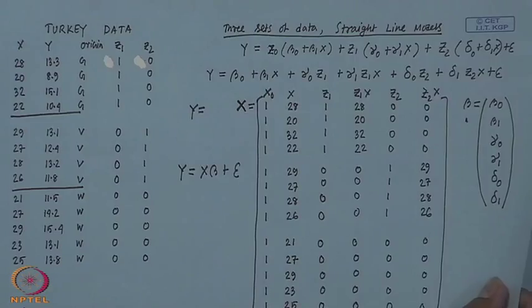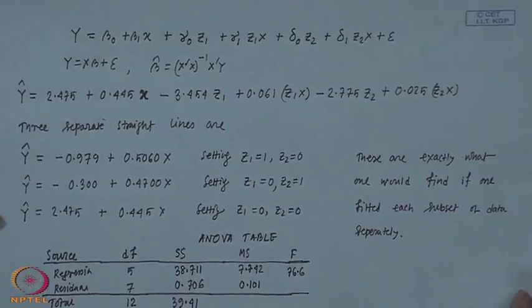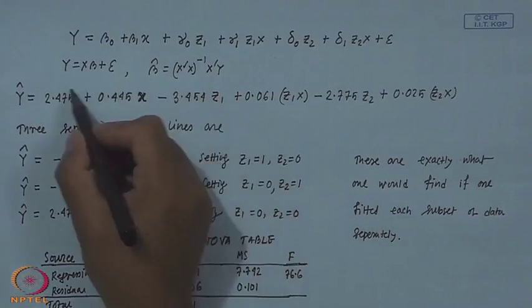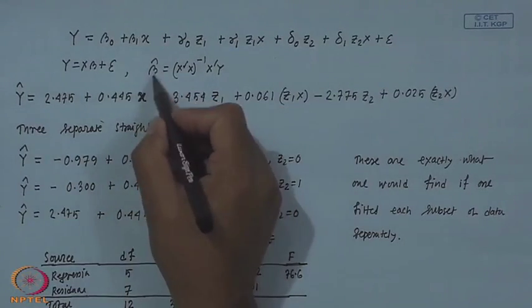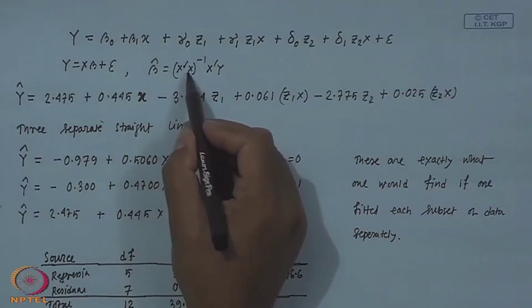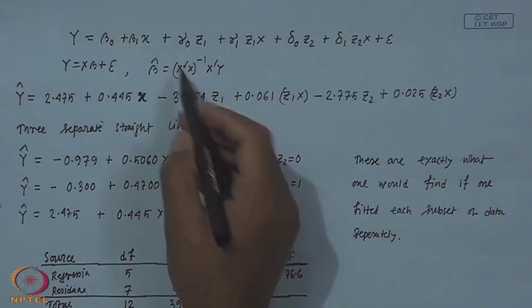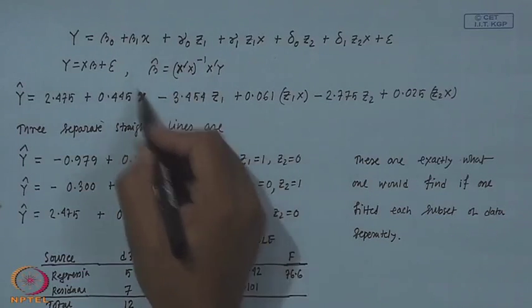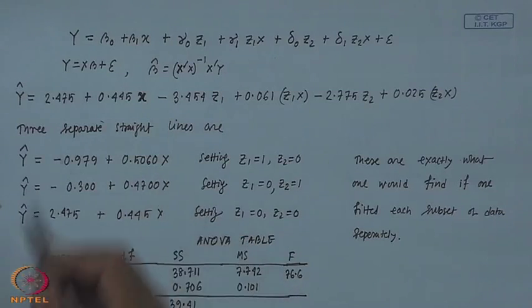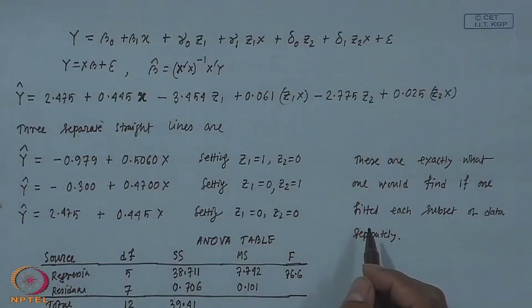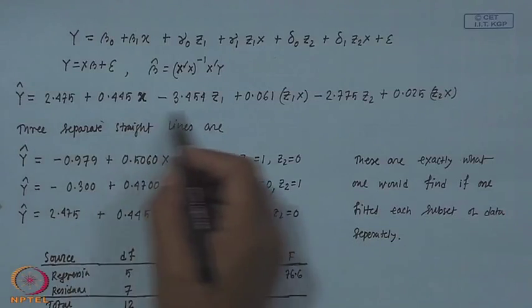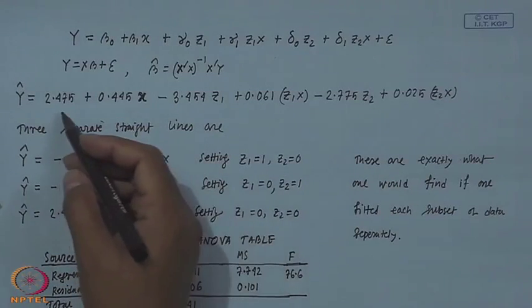And you can see that for a multiple linear regression model, beta hat is x prime x inverse x prime y. So, you know the x matrix, you know y, so you can compute beta hat, and these are the estimates of the regression coefficients. So, this is the estimated model, this is the fit basically.